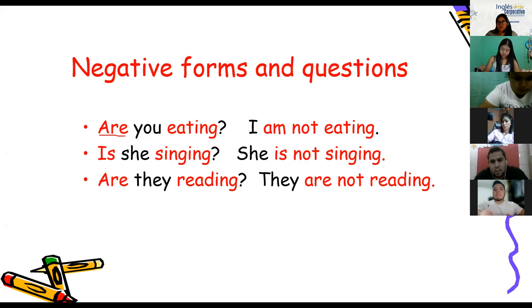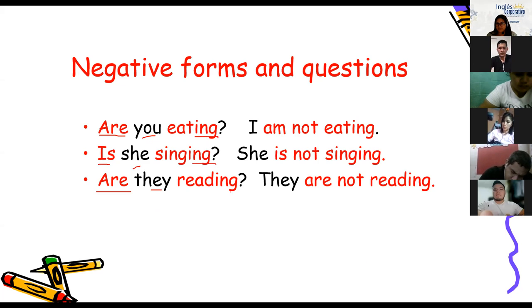When we ask a question using the present continuous, we have to put the verb to be at the beginning, right? Are you eating? I'm not eating. Is she singing? No, she's not singing. Are they reading? No, they are not reading. Okay, so I put the verb to be at the beginning, then I have a subject, and after that, the verb in the ing form. That's questions with the present continuous.